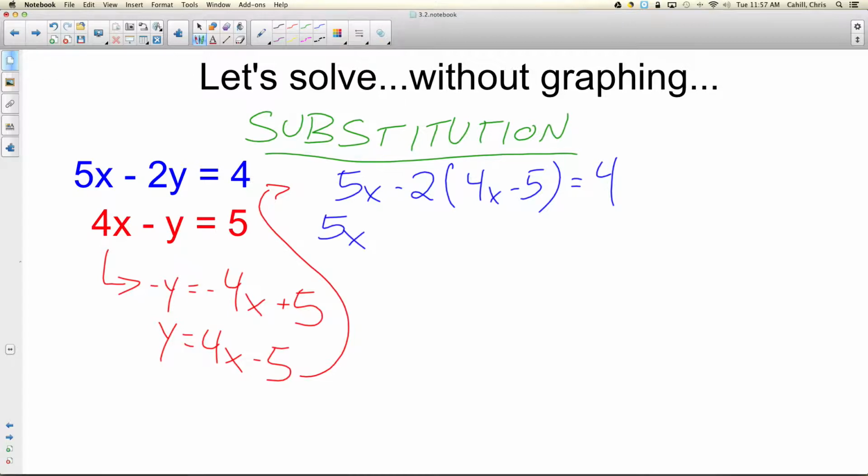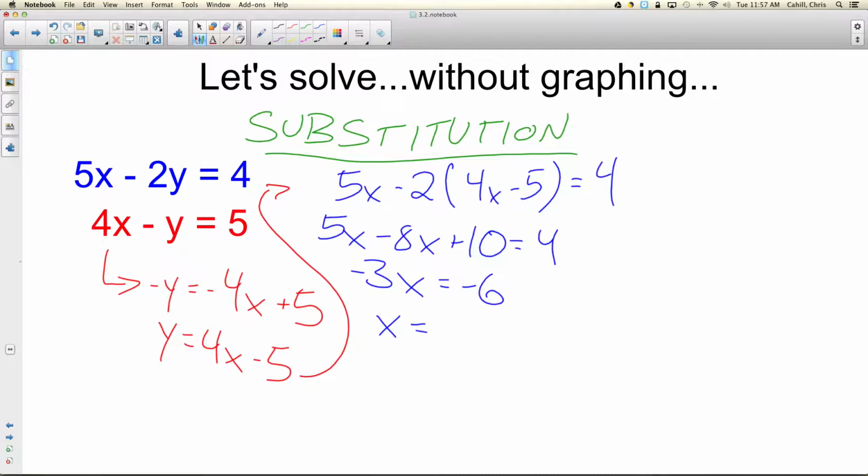So I get 5x minus 8x plus 10 equals 4, still 4. Simplify further, combine those like terms. If I combine my like terms, what do I get? Negative 3x plus 10. Negative 3x equals -6. Good, equals -6. And you can divide that by -1.